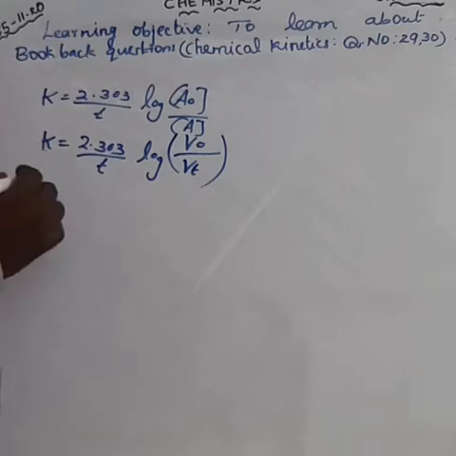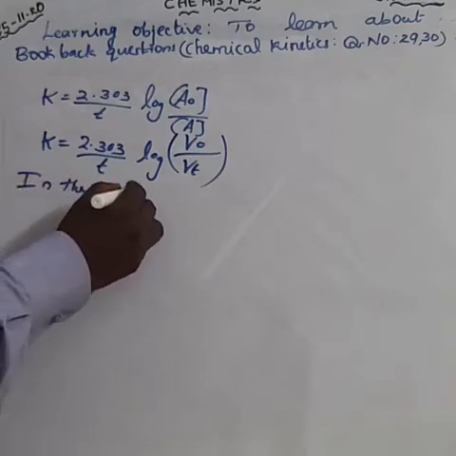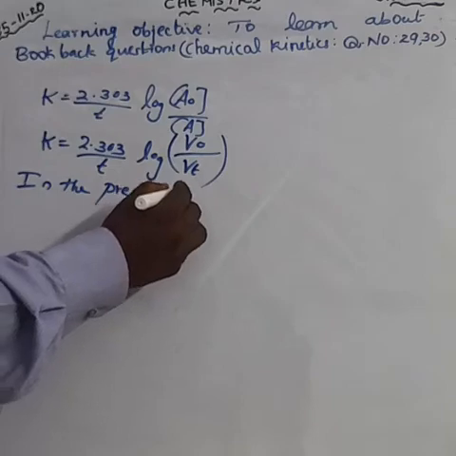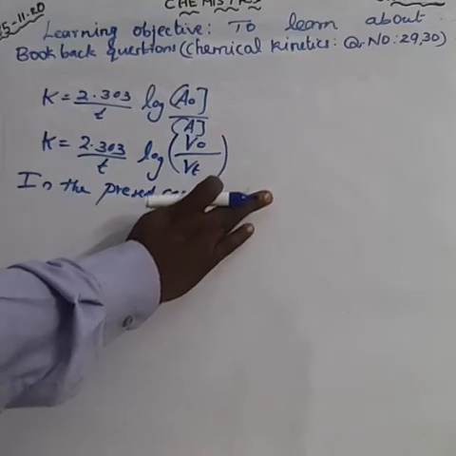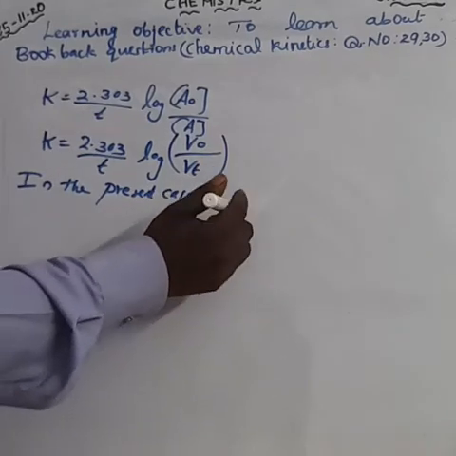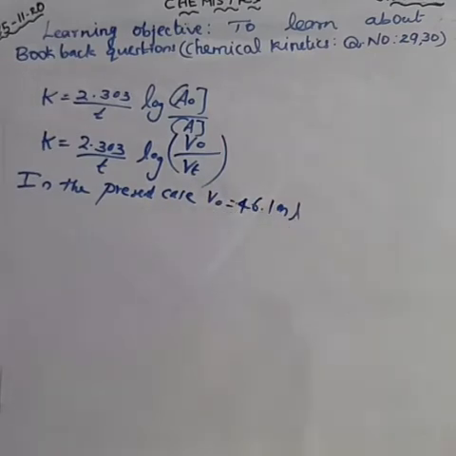Here, in the present case, V naught is equal to 46.1 ml. That is the given data. Please all of you look at the tabular column given in the textbook, page number 231, question number 29. V0 is equal to 46.1 ml.